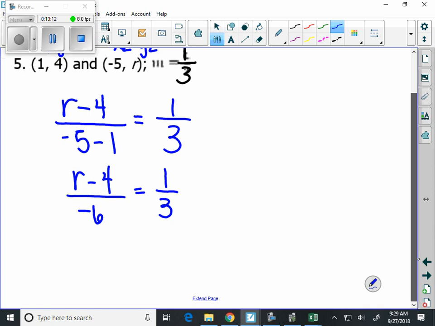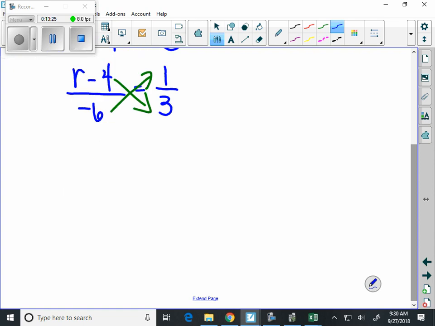And to solve this, we're going to cross multiply. This times this times this. Proportion. Thinking back to 6th grade, 7th grade math a little bit. So we multiply 3 times r minus 4 equals negative 6 times 1. It does not matter if you put negative 6 times 1 over there on the left side and 3 times r minus 4 on the right side. It doesn't make any difference.